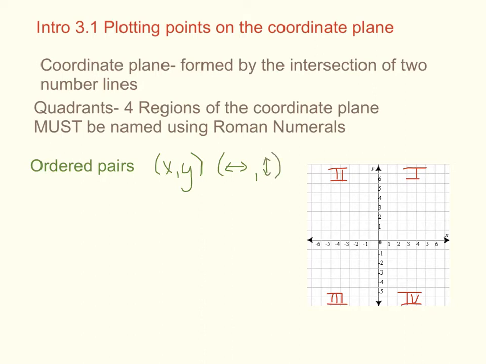We have a very special ordered pair, and that's right here in the middle. We call that the origin. The origin is the ordered pair 0, 0.